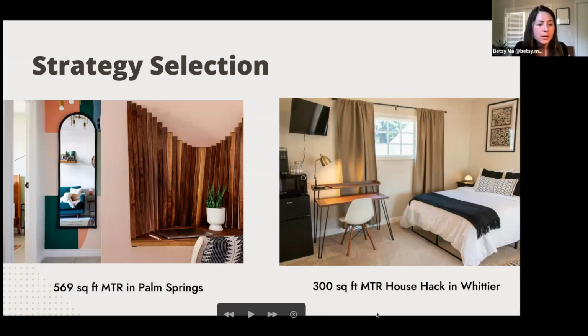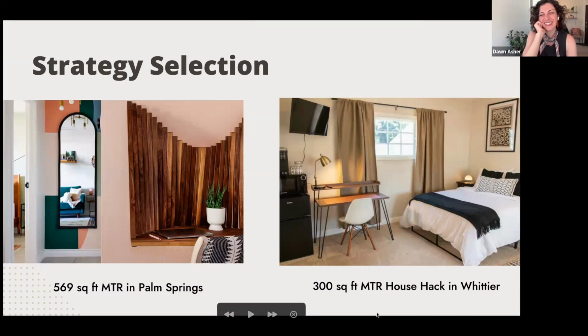So just when you're considering strategy selection, going back to our slides, this is a 569 square foot midterm rental, gorgeous, designed by Dawn. Look at the perspective and the angles in this photo. It's just so luscious. I love it. And I'm actually recording from our 300 square foot midterm rental house hack in Whittier. So this is where I'm recording from right now. I'm sitting at that desk there.